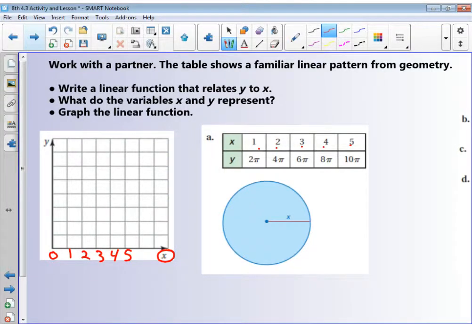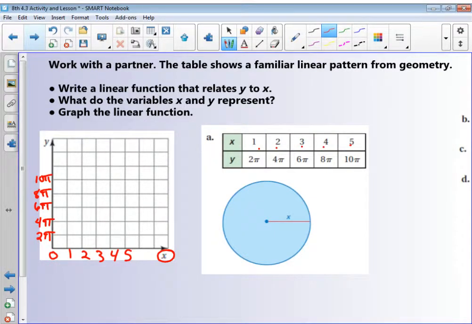And for our y's, here they have pi. So 2 pi, 4 pi, 6 pi, 8 pi, 10 pi. Don't worry about the fact that there's a pi there. We're just going to go ahead and put that behind each of them. So I'm going to do each box is worth 2 pi. So this would be 4 pi, 6 pi, 8 pi, and 10 pi.